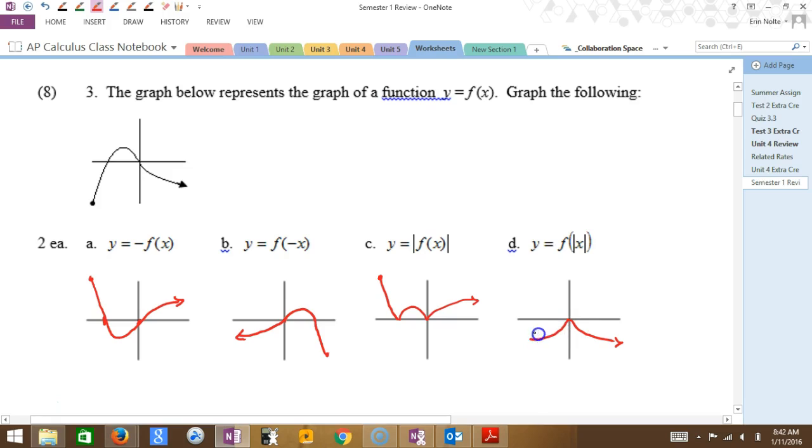That might be something you want to write in your notes, how to draw that. Give yourself some words as to how it's done. How would you put that in words? I would say draw everything that's on the positive side of the y-axis, then reflect that, and then give yourself an example of it.